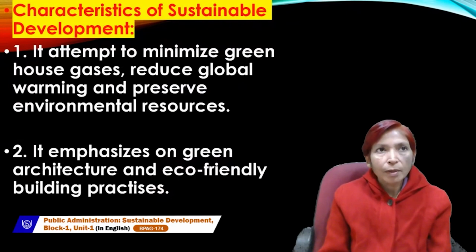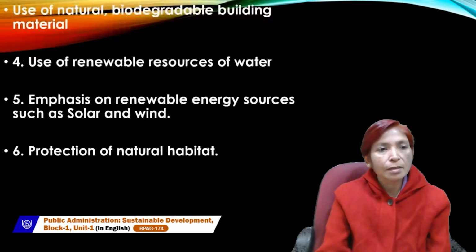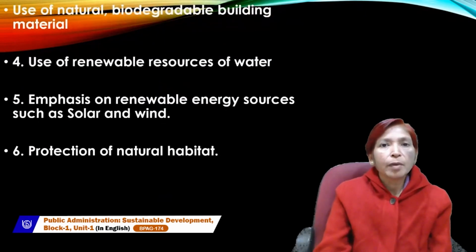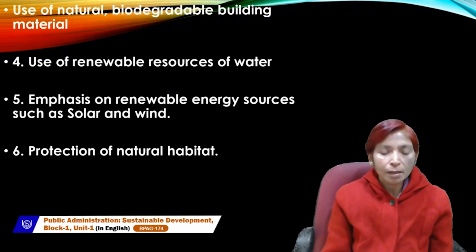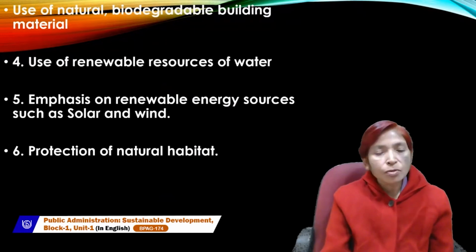Next is features of sustainable development. There are many features or characteristics of sustainable development. Sustainable development can be achieved when we attempt to minimize greenhouse gases, reduce global warming, and preserve environmental resources. It emphasizes green architecture and eco-friendly building practices. The next features are use of natural biodegradable building materials and use of renewable sources of water. We should emphasize renewable energy sources such as solar and wind, and protection of natural habitat. These six points indicate the features of sustainable development.